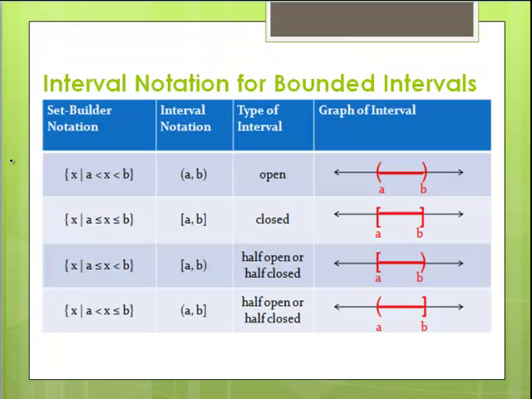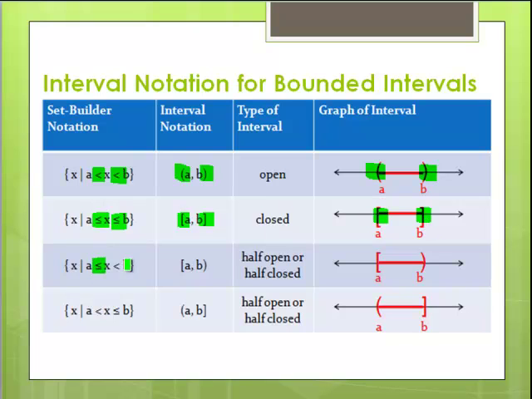So these are what bounded intervals look like. You can call this half open or half closed, and then the two at the top are either completely open or completely closed. Notice how these have less than, parenthesis, parenthesis, and these have less than or equal to, both with brackets.